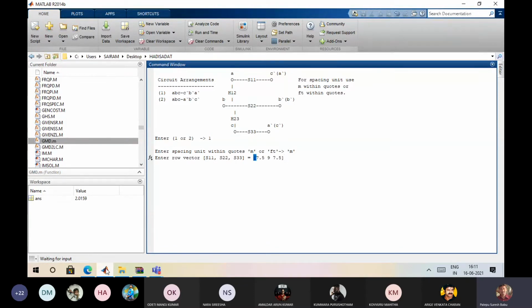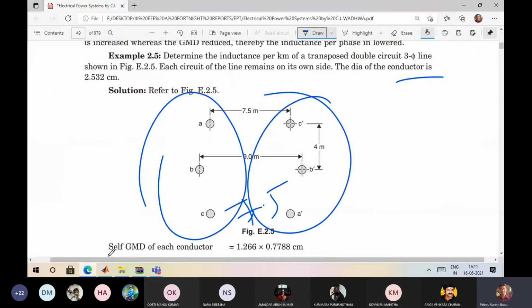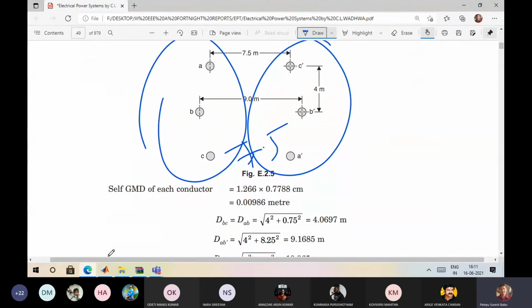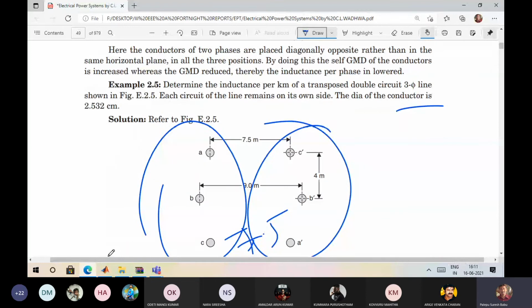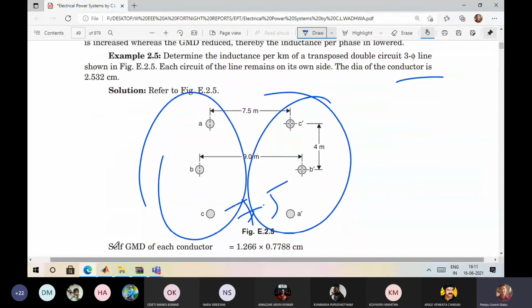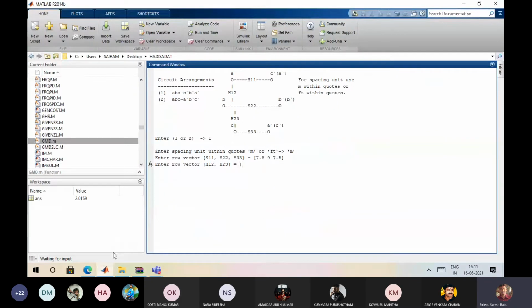How to enter the row vector for the vertical distances, h12 and h23? You can see h12 is 4 and h23 is again 4. This is mentioned, so we have to consider h23 is also 4 only. Both are 4. The vertical distance is 4, so we enter 4 space 4.